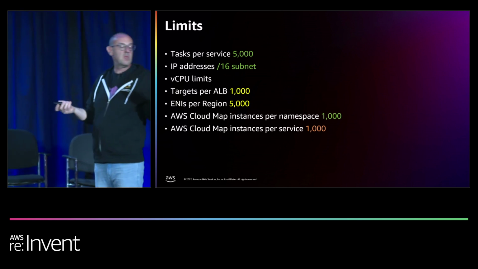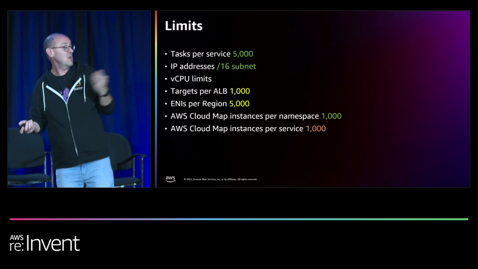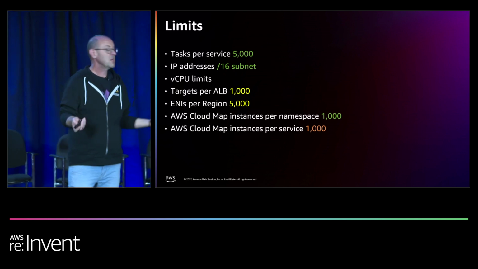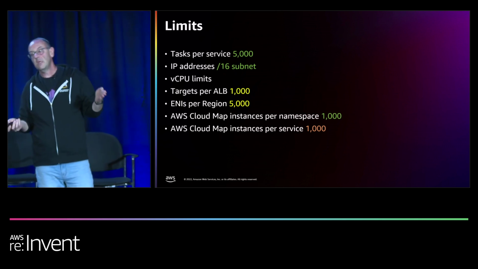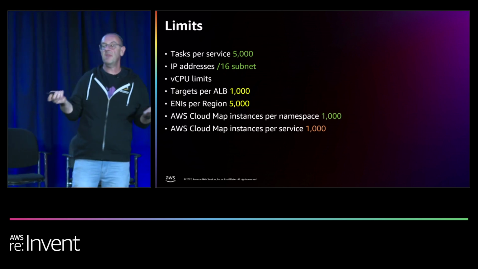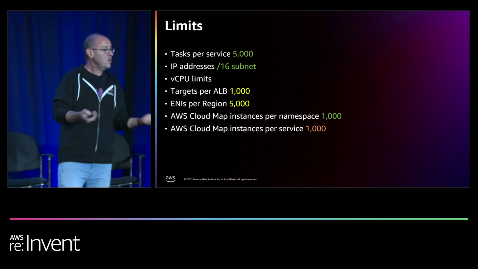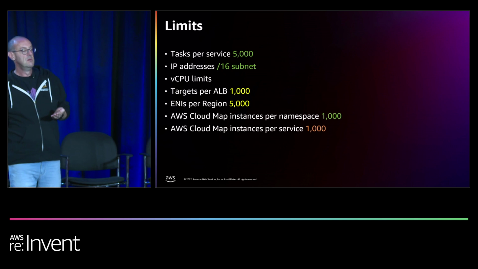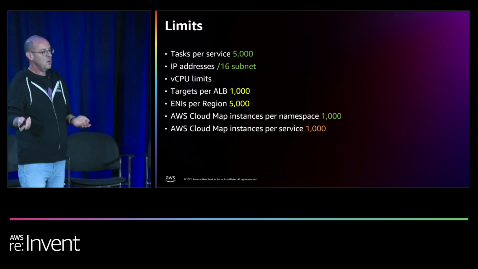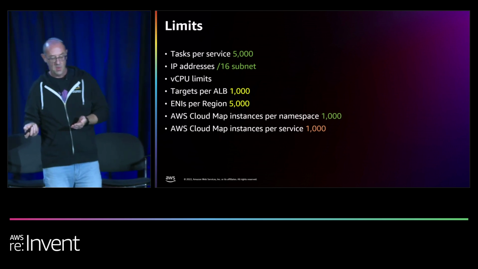We mentioned the limit of 1,000 targets per ALB. It's a soft limit. Put in a support request. In this case, I could raise it to 5,000. We'll see why that might not be a good idea in a second. But in theory, I could put 5,000 targets into an ALB. And that should solve my problem with my specific application.